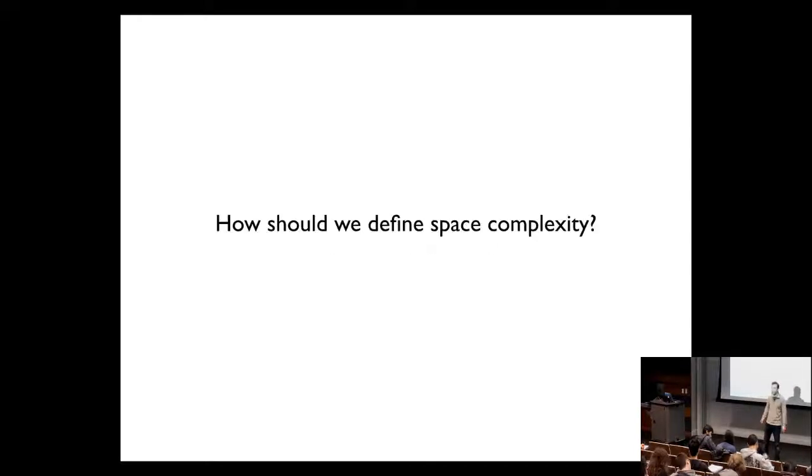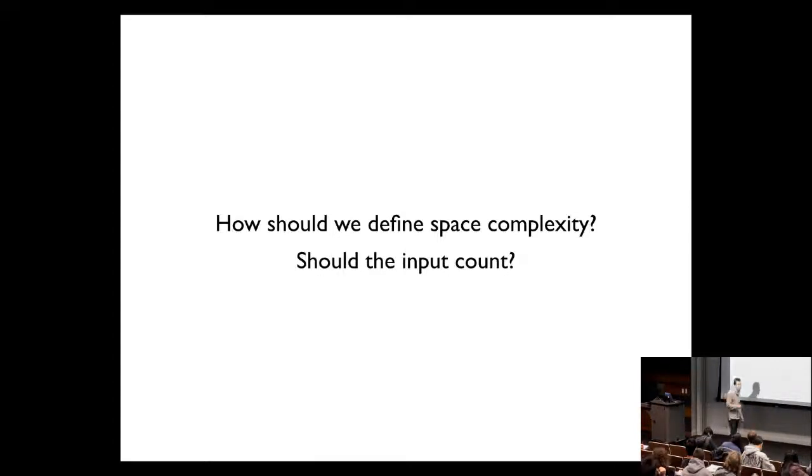So how should we define space complexity of an algorithm? There's an obvious answer to this. If you're talking about the Turing machine, you can say, let's just look at the number of tape cells that the Turing machine accesses. Okay, and you could define it that way. But here's a question. Should the input count?